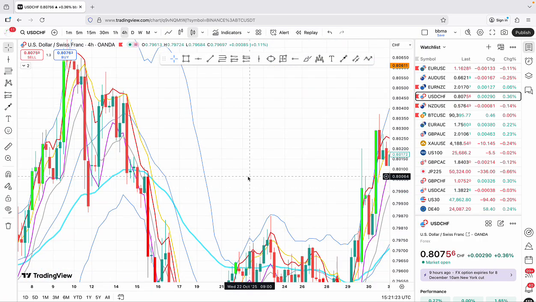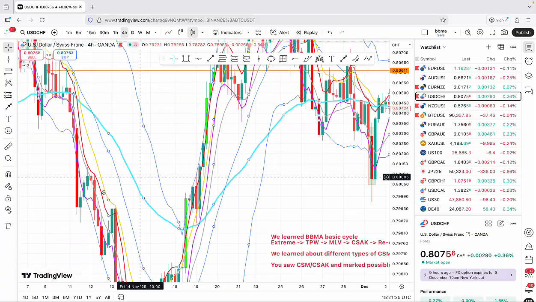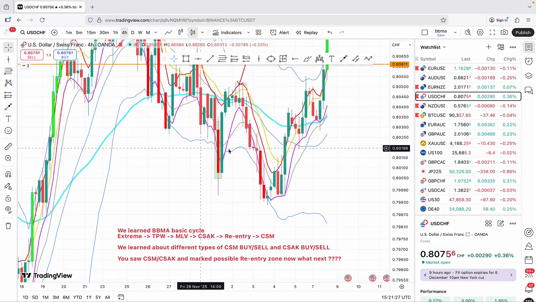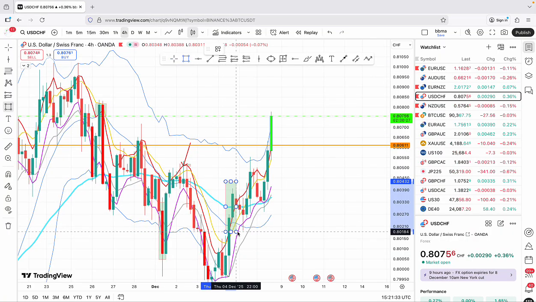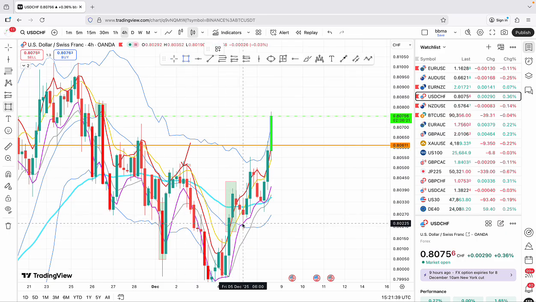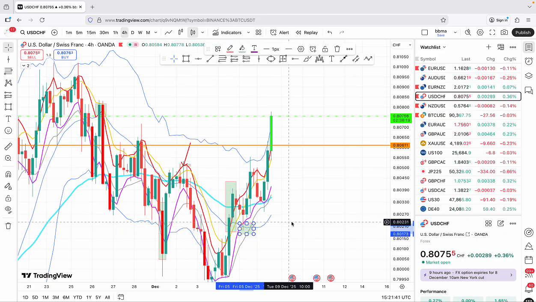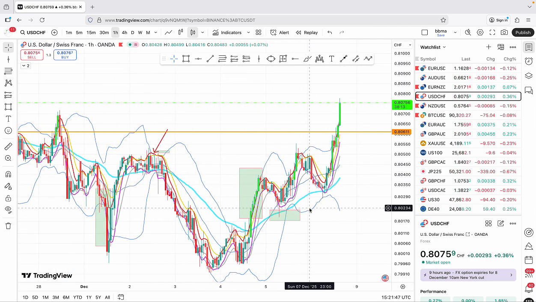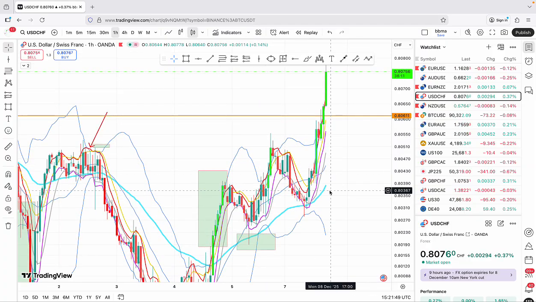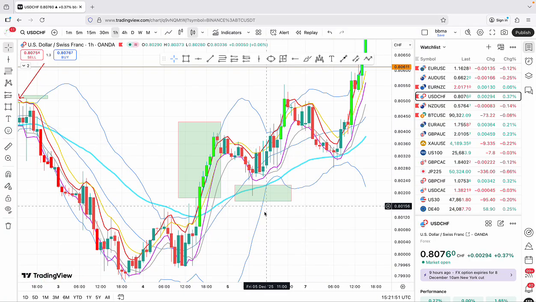Let's find another nearest example. So over here, you see the direction changes, CSAK. When you see CSAK, just mark the zone that MA510 low is the re-entry. This is CSAK buy, by the way. So we move to our time frame 2. This is time frame 2.